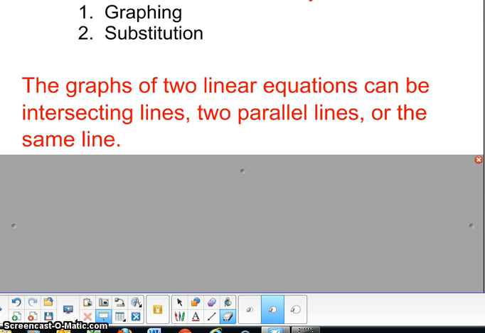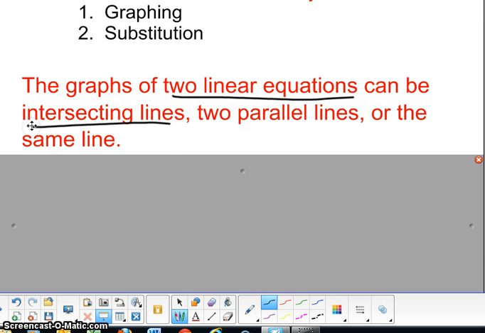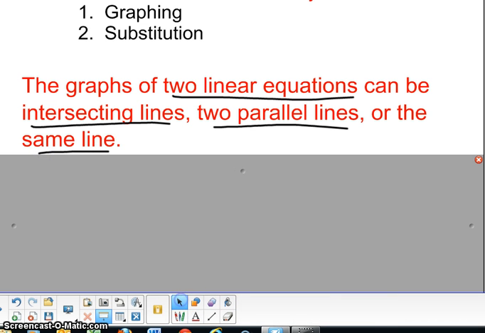Before we begin, there are a few things we need to go over. The graphs of two linear equations can be intersecting lines, which is what we'll see the most. You could have two parallel lines where they don't intersect at all, or they could be the exact same line. Let me show you an example of each.